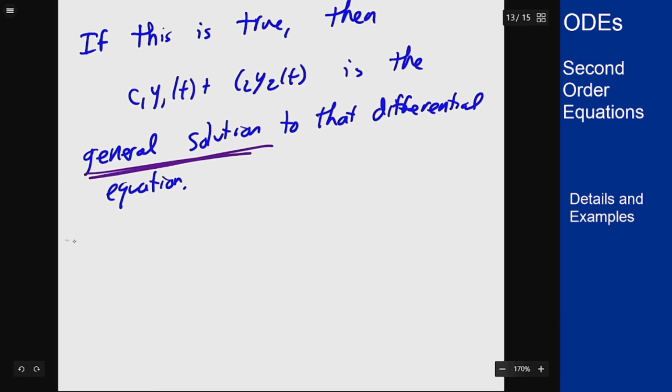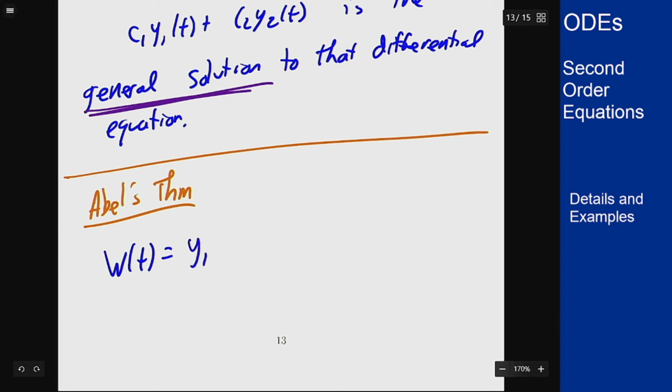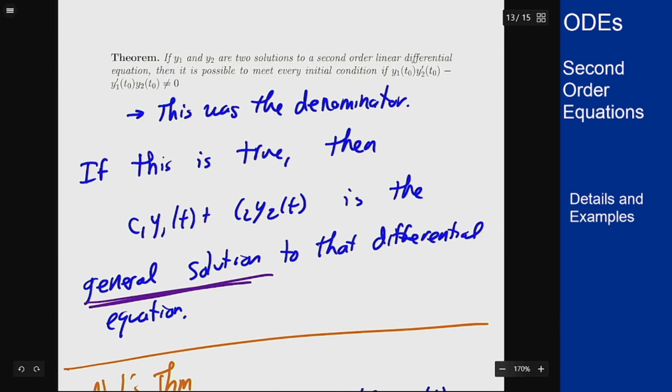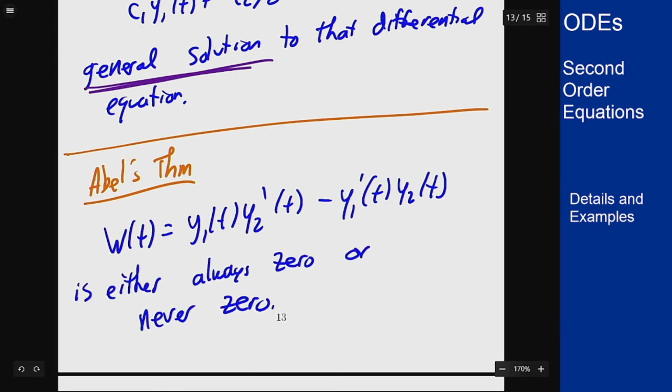As a side note, there is another theorem in this area called Abel's theorem, which basically says that the function that I'll call w of t, which is y1 of t y2 prime of t minus y1 prime of t y2 of t, is, basically, the same thing as above, but instead of plugging in t0, I just leave it as a function of t. Abel's theorem says this function is either always 0 or never 0. Either it is the 0 function, no matter what t you plug in you get 0, or this function never touches 0.